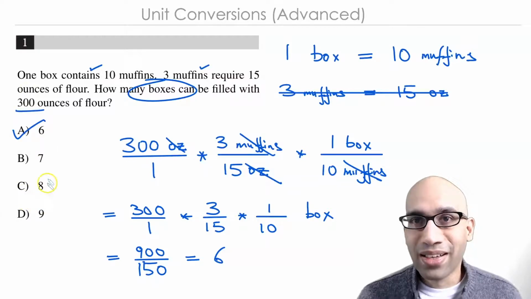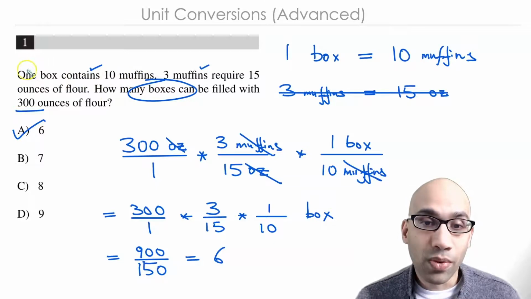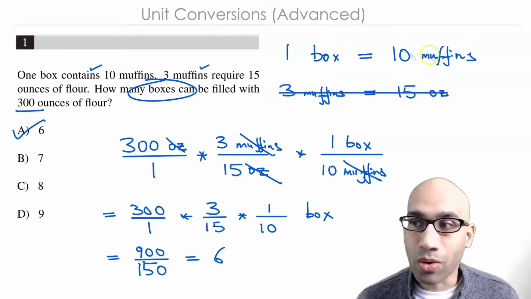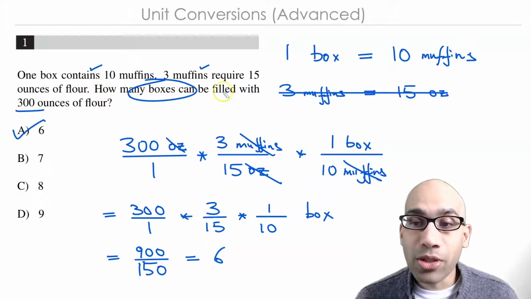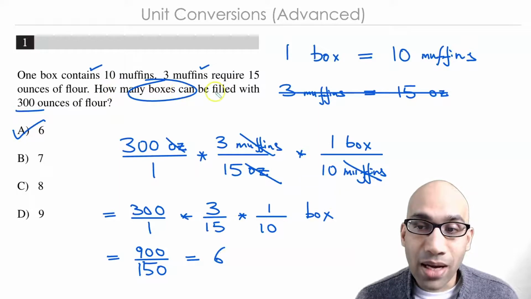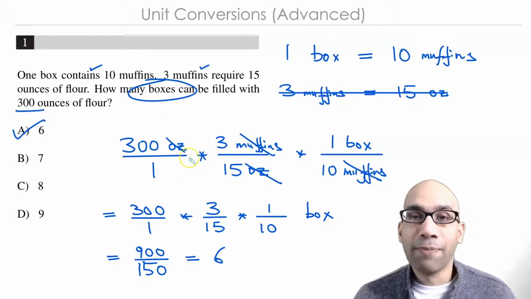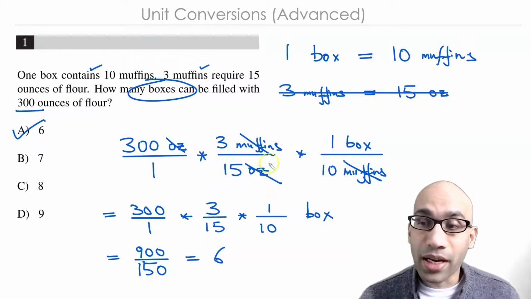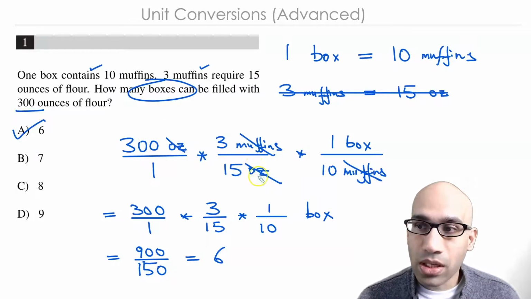Let's summarize this hack one more time. So remember, the first thing you're going to do is write down all the correspondences. So you've got 1 box is equal to 10 muffins. You wrote that down. Then you've got 3 muffins is equal to 15 ounces. You've written that down. And then you come to this part of the problem, where they're asking how many boxes can be filled with 300 ounces of flour. So you just write down 300 ounces here, divide by 1 as always, multiply by a ratio. Now that ratio is going to arise from an equation. Note that you can select this equation by first finding out which equation has ounces in it. You see 15 ounces equal to 3 muffins.